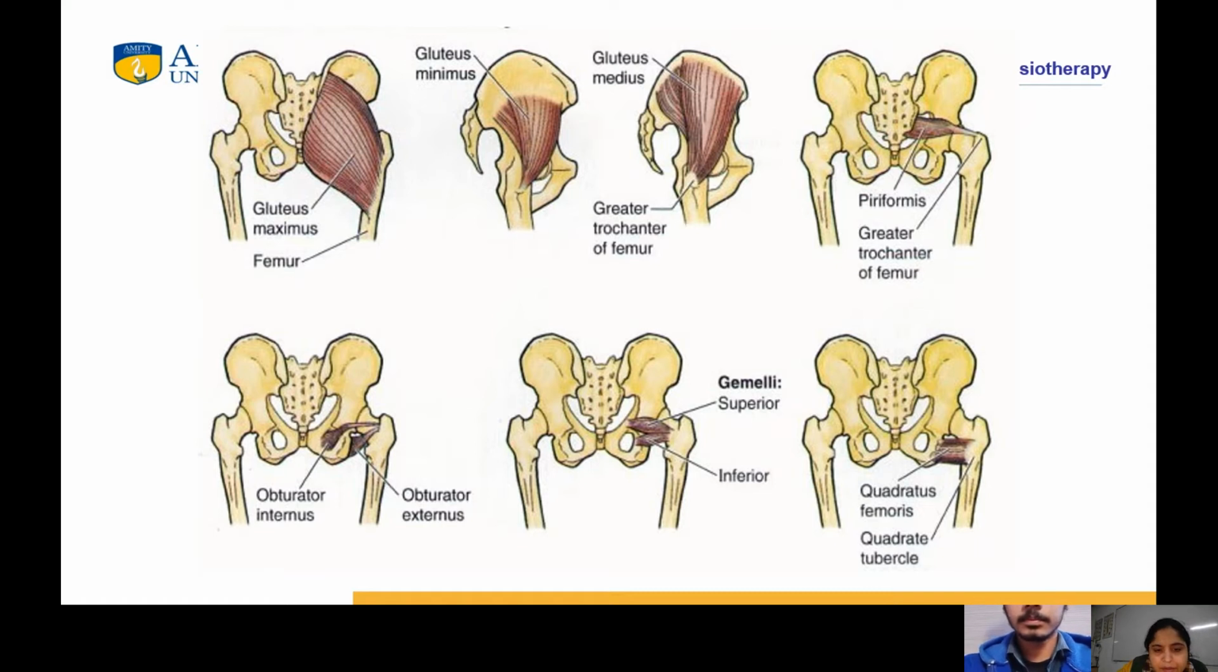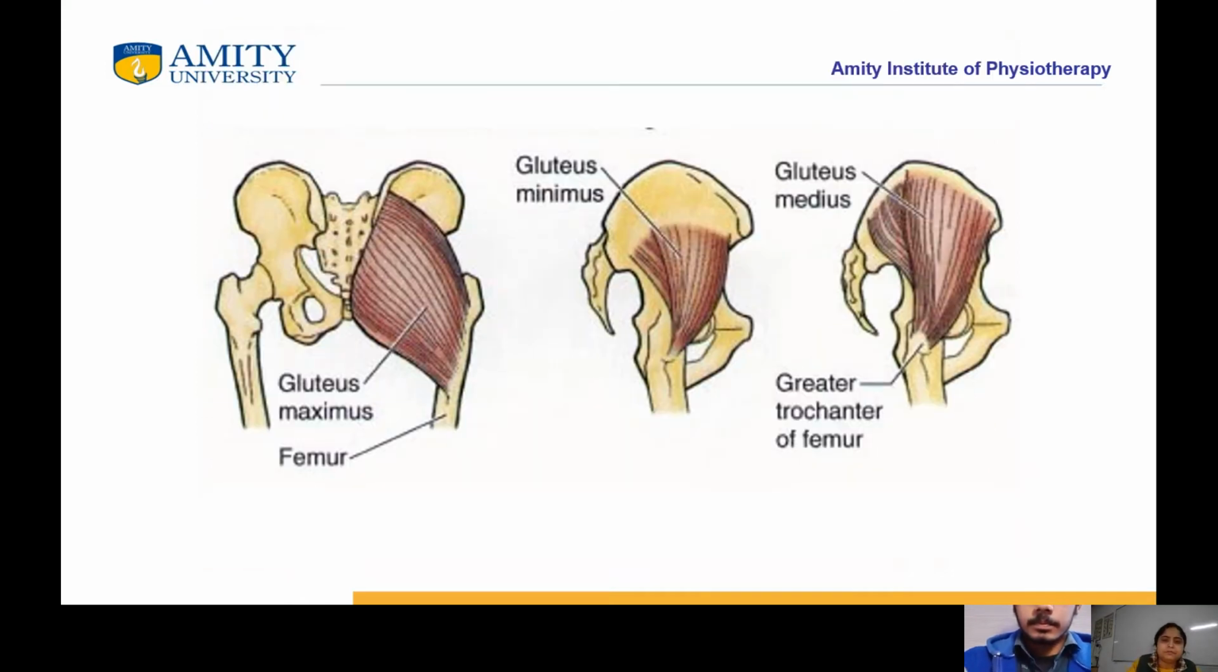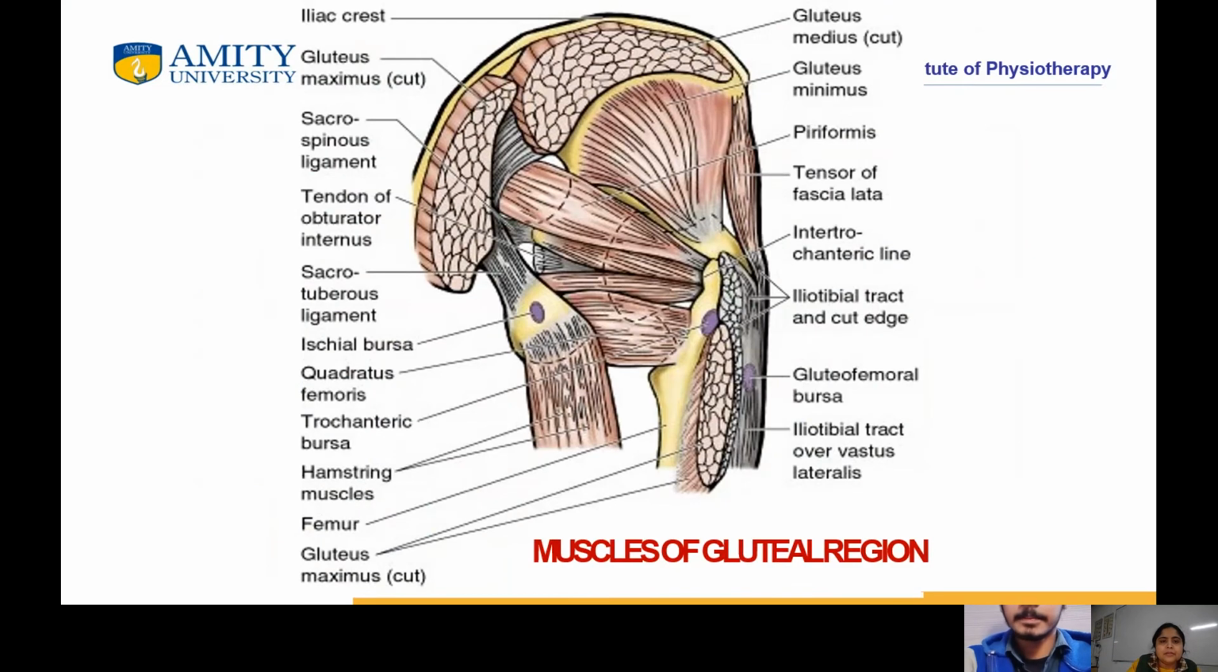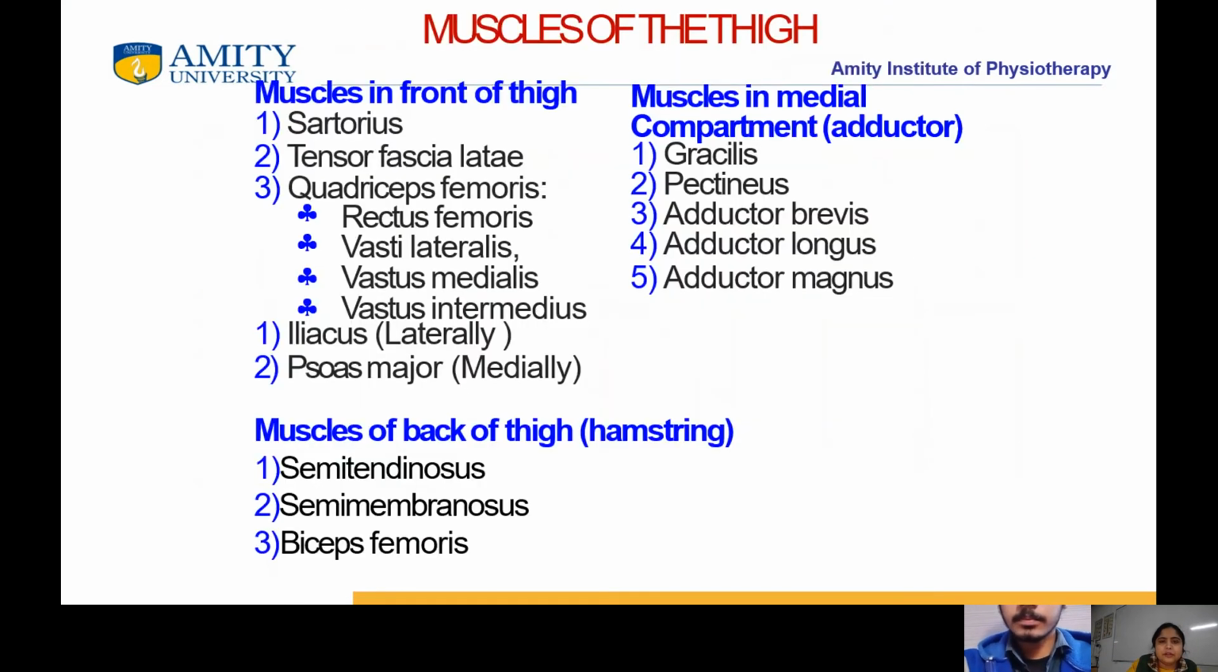Both of them are coming from the pubis and attaching onto the GT. Then we have gemelli, they are also attaching to the GT. And the quadratus femoris, that is attaching onto the quadrate tubercle. So these are the muscles of the gluteal region. Then we have muscles of the thigh.